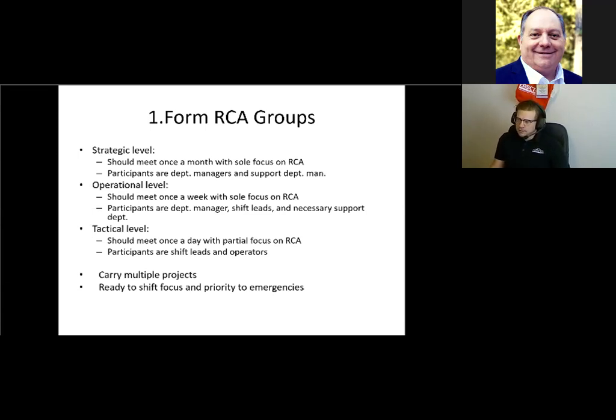And then on a tactical level, they should meet once a day with a partial focus on RCA. And this is a personal preference of mine, that each shift should meet for 10 minutes prior to the shift starting, or the first 10 minutes of a shift, to talk about today's activities, and RCA should be a part. Because people on that level tend to be pretty busy also, so they don't want to focus on something that is beyond normal work.